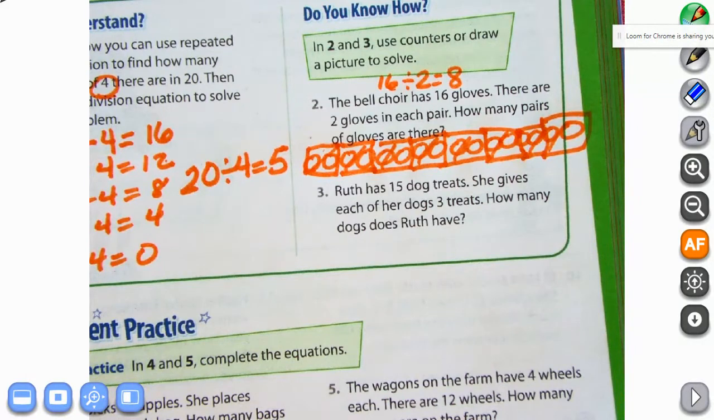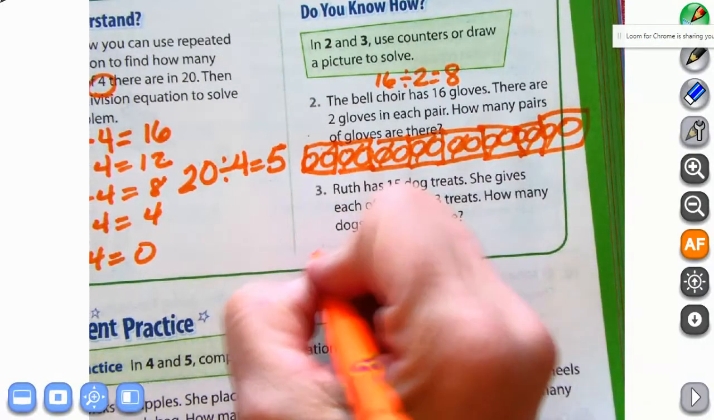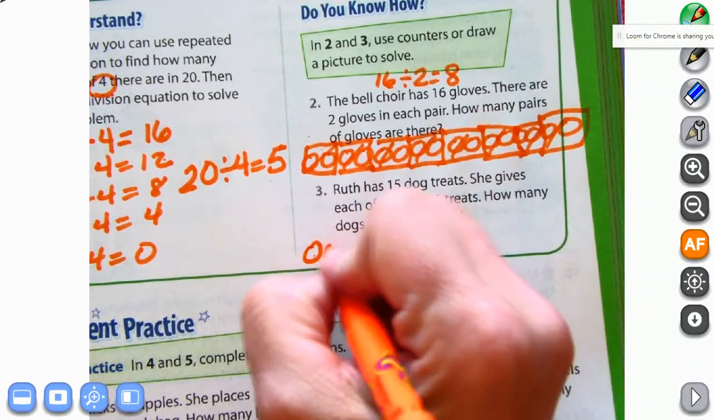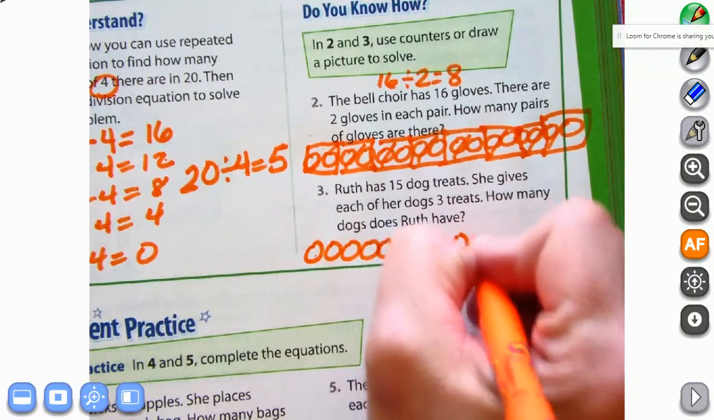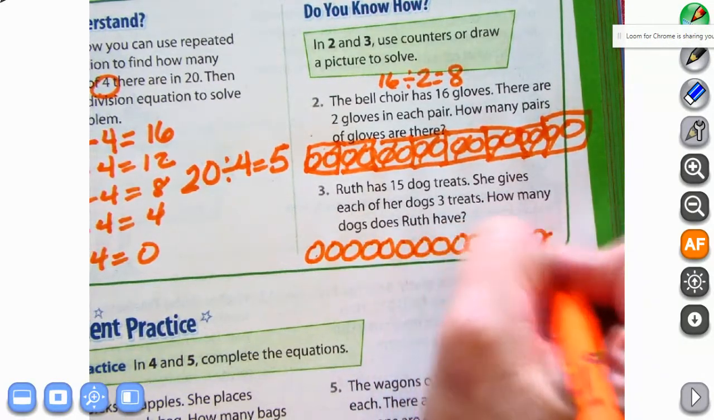So number 3 says, Ruth has 15 dog treats. She gives each of her dogs 3 treats. How many dogs does Ruth have? Okay, so again, we can do our circles. 1, 2, 3, 4, 5, 6, 7, 8, 9, 10, 11, 12, 13, 14, 15.